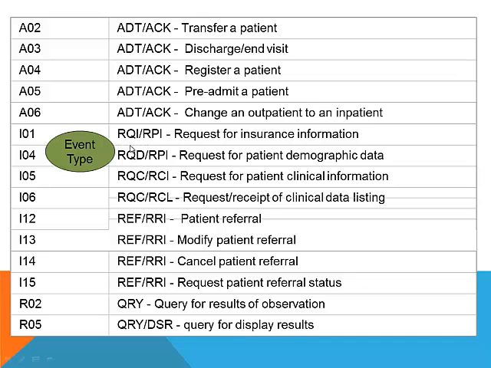For another message type, called RQI, we also have some event codes from I01 to I06. Different codes mean different trigger events. Okay. So this is a very important thing.